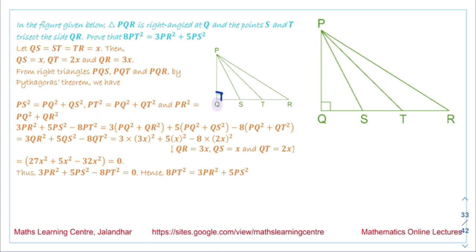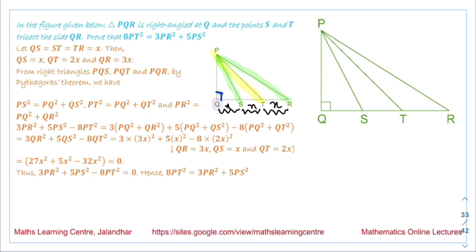They trisect, which means the length of this is x, the length of this is x, and the length of this portion is also x. All these three points are equidistant from each other. Now we have to prove that 8 times PT square is equal to 3 times PR square plus 5 times PS square.